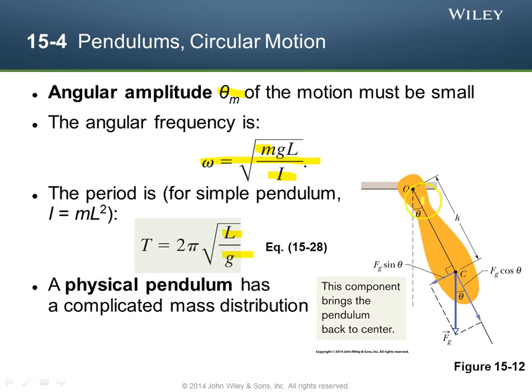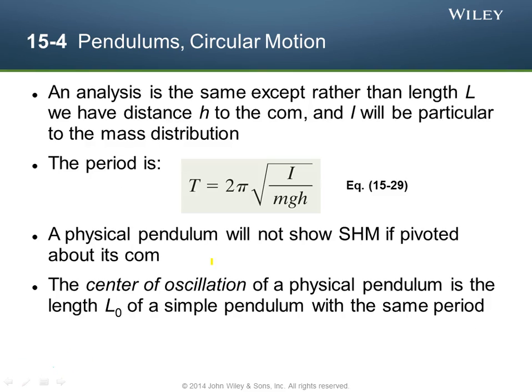Now, if we use a physical object as a physical pendulum here, we do find that it has a complicated mass distribution, and we account for that in our I factor here. Our analysis of a physical pendulum is going to be the same, except instead of having the length L, we're going to use a distance h to the center of mass of the object, and I will be particular to this mass distribution. The period then turns into 2 pi times the square root of I over mgh. Remember, h is that distance from the center of mass.